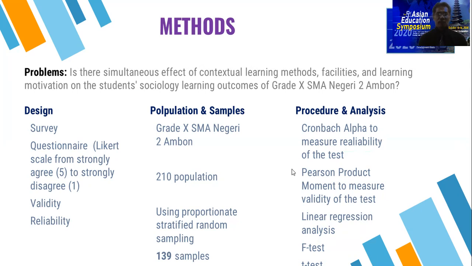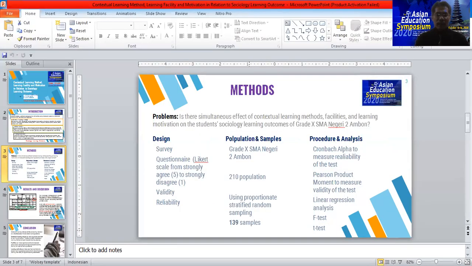As we know, there are 6 classes altogether, and the population is about 210, but we don't use all the samples because this is stratified. So we are using less than 210. Exactly, we use about 139 samples after using the proportionate stratified random sampling.